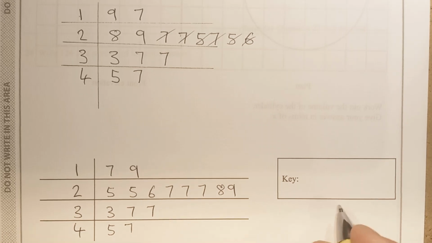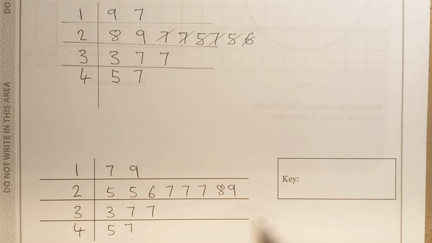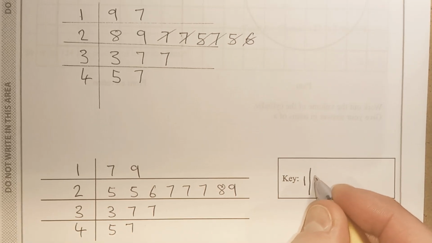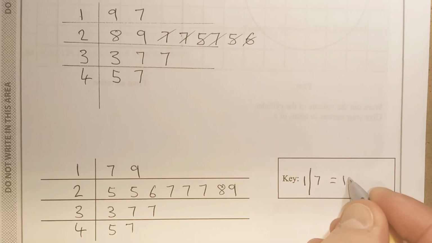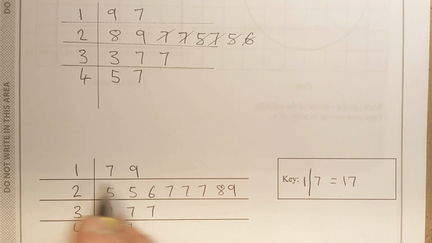So are the 4s. Now for the key, we're just showing how we've written this. And basically what we're saying is if you've got something like 1, line 7, well, that means 17. You can write this slightly differently, but I'm not going to confuse it by showing any other ways. I think this is the most straightforward way to do it.